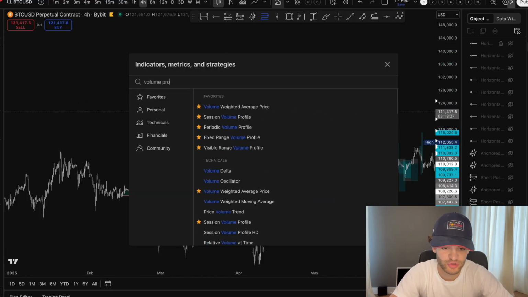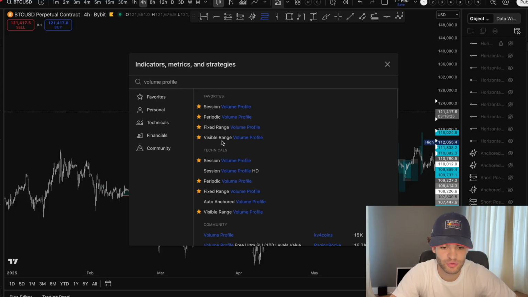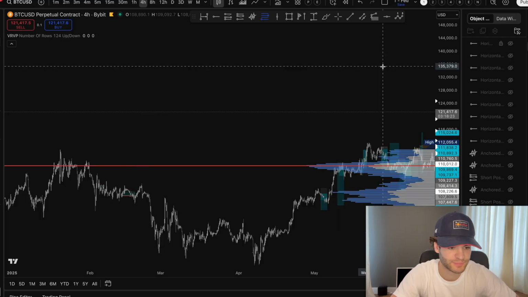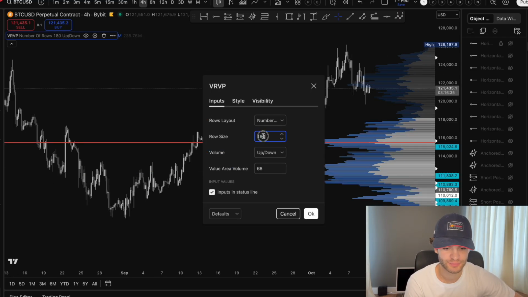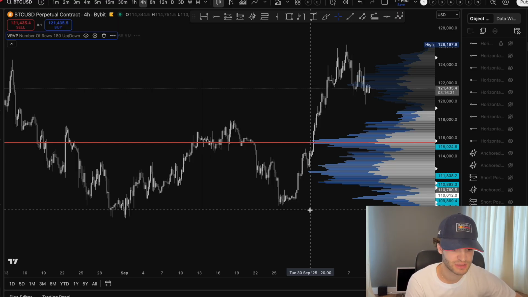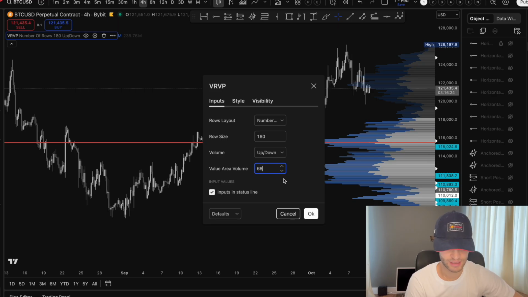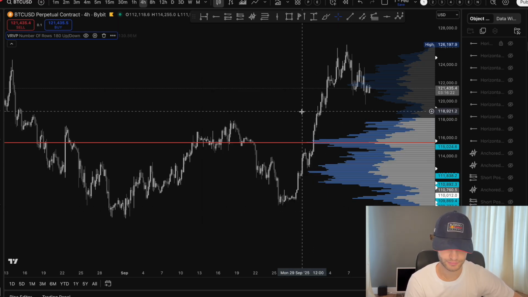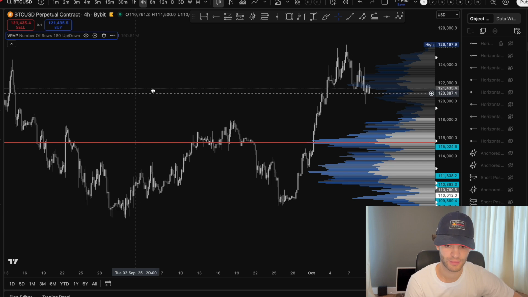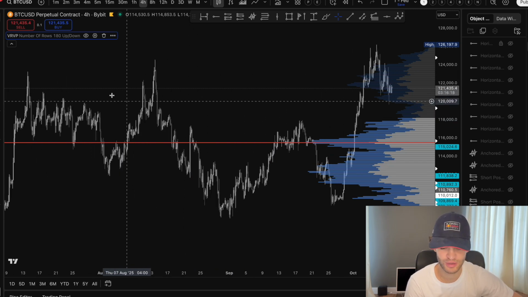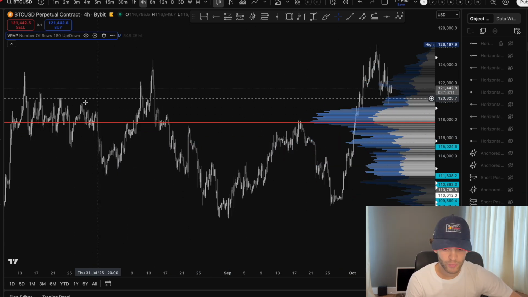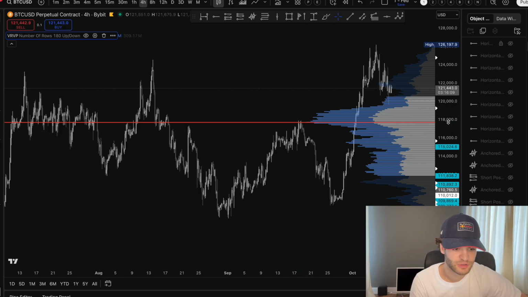Then the most useful one, I would say, is the visible range volume profile. You can copy my settings here: 180 on the row size and 68. This can change between 68 and 70, but I would mainly say keep it on 68. This can help you, based on what you put on your graph, to identify where in the range we have had the majority of the volume.